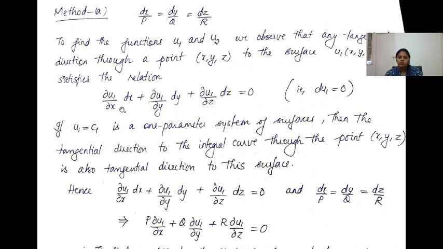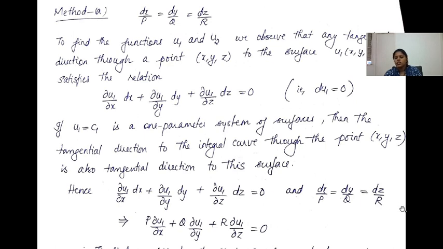So dou u1 by dou x into dx plus dou u1 by dou y into dy plus dou u1 by dou z dz is equal to 0. That is, if you have u1 equal to c1, then du1 is equal to 0. This is the associated differential. Now combining these two, you have dou u1 by dou x dx plus dou u1 by dou y dy plus dou u1 by dou z dz equal to 0, and you have dx by p equal to dy by q equal to dz by r.